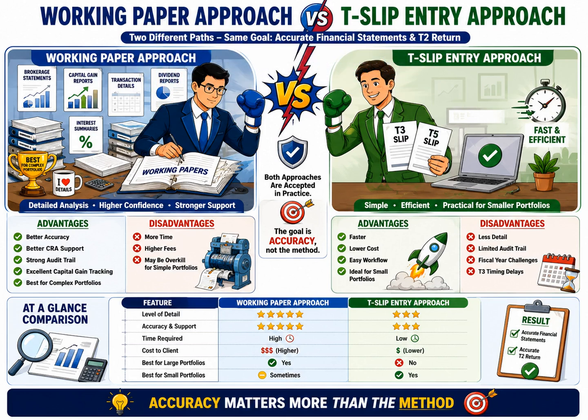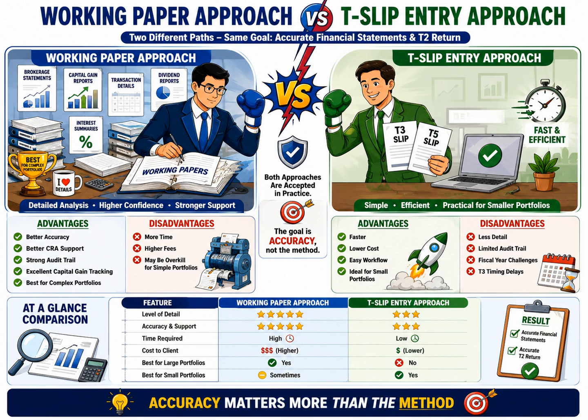Now that we understand the two accepted approaches for recording investment income, the next question is, which approach is better? The answer depends on the circumstances. Both methods can produce accurate financial statements and an accurate T2 return when used properly. The real difference lies in the level of detail, the amount of work involved, and the complexity of the investment portfolio. Let's start with the working paper approach shown on the left.